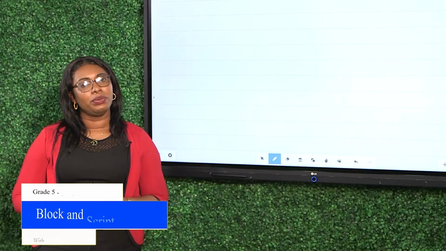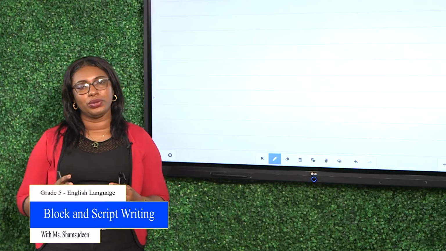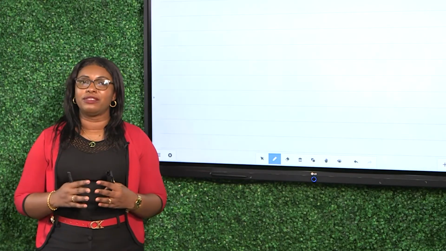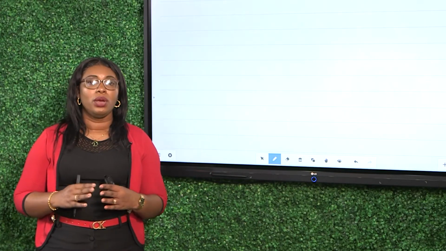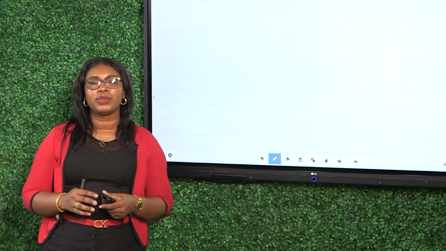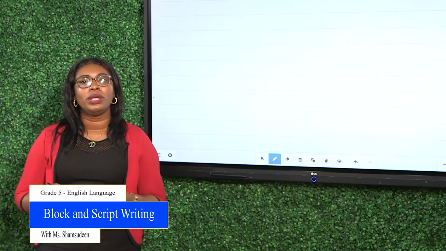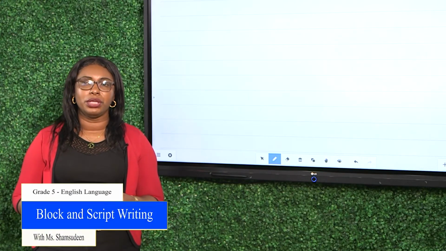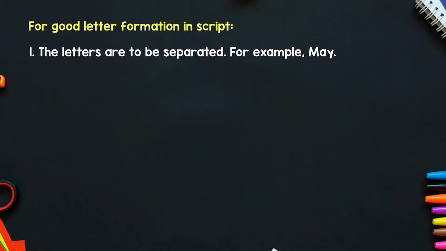Now, when we are doing our writing, we must ensure that we do our best to have good letter formation, whether it's in script or whether it's in block writing. Now, what do I mean when we talk about proper letter formation? In script writing, the letters must be separated. Now, remember, we said it can be either in script or in cursive. When we are writing in script, letters must be separated.